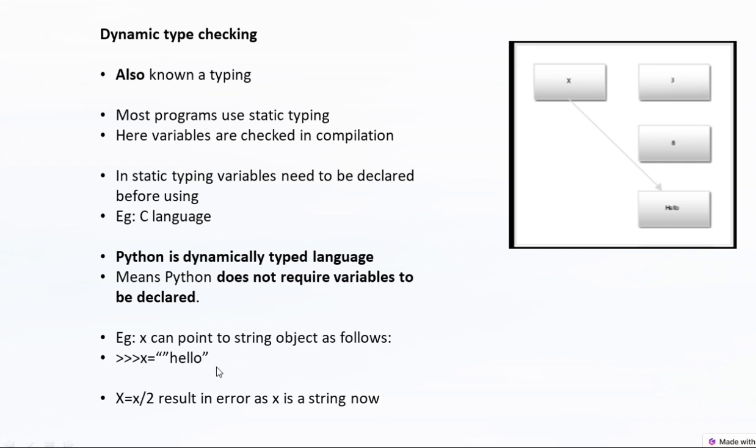For example, I can just say x is equal to hello, and since hello is a string, it will itself declare it as a string. If I say x is equal to 5, the Python interpreter itself will declare x as an integer. You do not have to declare the data type. Hence, Python is called a dynamic type checking language.